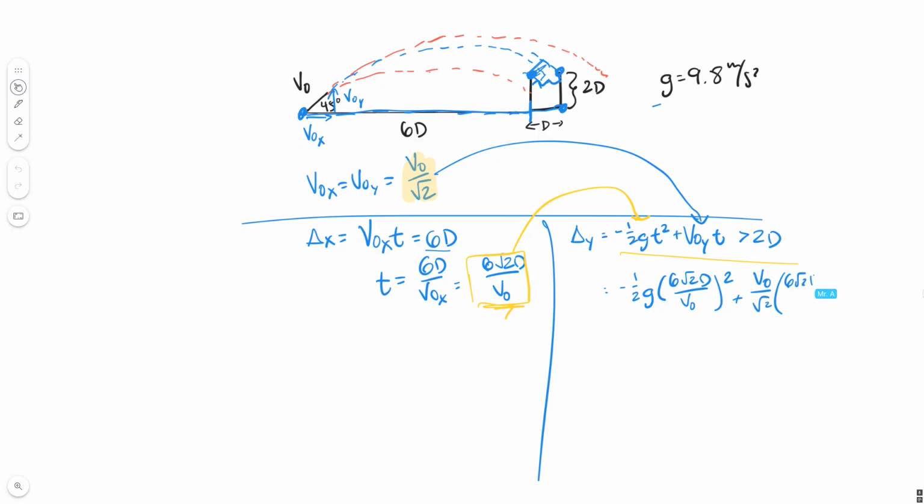I'm again going to substitute this expression for the initial velocity in y: 6 times the square root of 2d all over initial velocity. And instead of equality, we'll actually do the inequality because we want this to be greater than 2d. Okay, now we've got to do some algebra and see what happens.